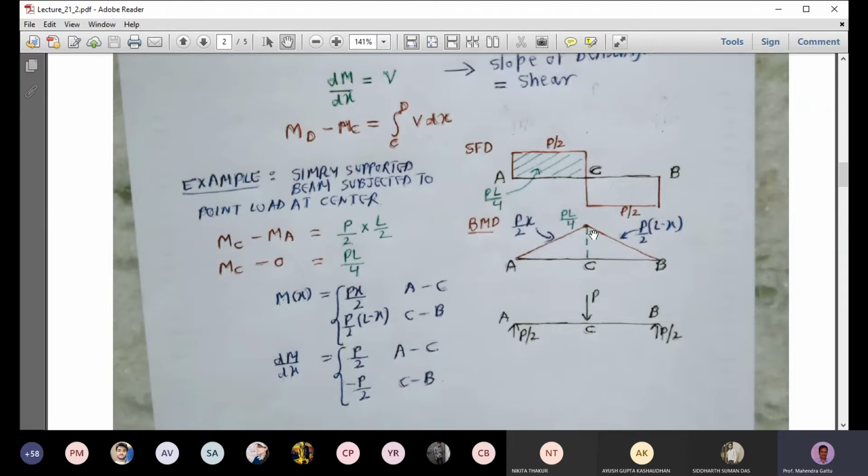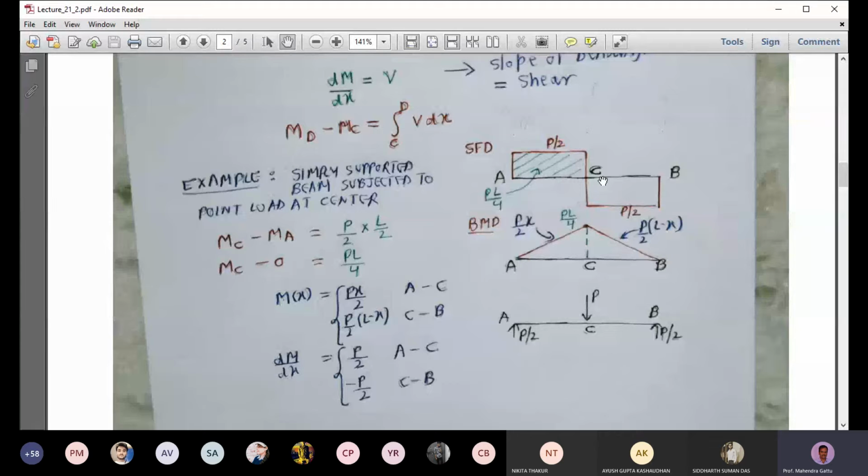And if you look at what is happening here, we are integrating the area under the shear force to get the change in bending moment. If you consider a section in between A and C, then that area is a positive quantity. As the point moves towards C, the area under the shear force diagram will keep increasing, and when it reaches point C, it will reach the maximum value. So as we go towards point C, the bending moment will keep increasing, and at C we get the maximum value.